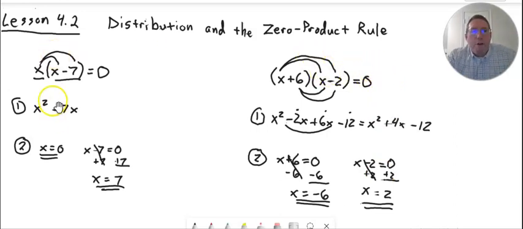So for every question, you're going to do both parts. You're going to distribute, and then you're going to solve. Same thing for these. You're going to distribute, and then you're going to solve.